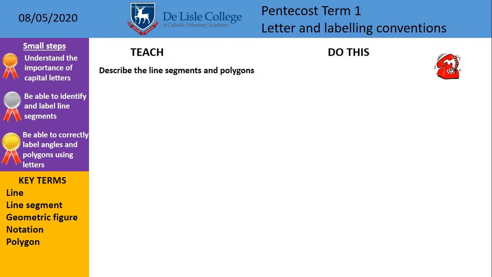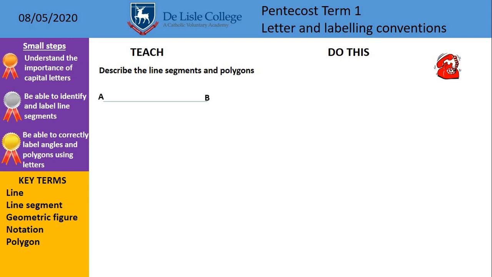Okay. So let's have a look at some line segments then and some polygons. So I think these are on your worksheet, so just make sure you label these and put in the correct answers before you then have a go at the do section. So here's a line.